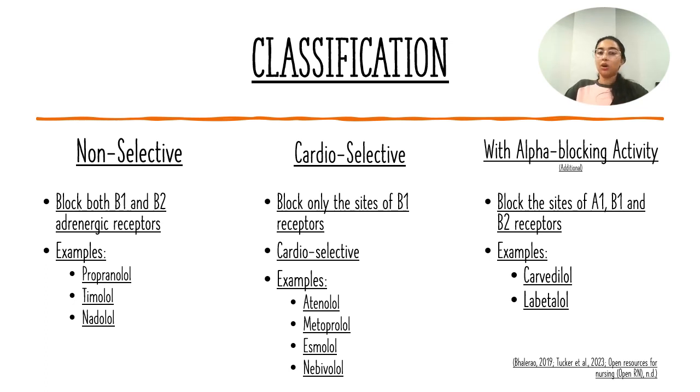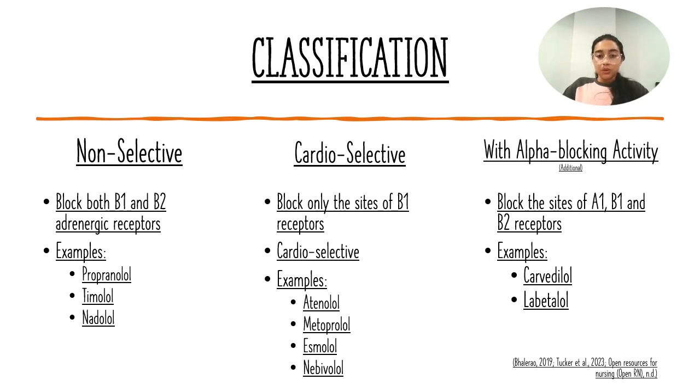In the non-selective, they block both the beta-1 and the beta-2 adrenergic receptors, that is, they block the receptors in the heart as well as the lungs. So the examples can be propranolol, nadolol, timolol. Timolol is a type of topical beta blocker.